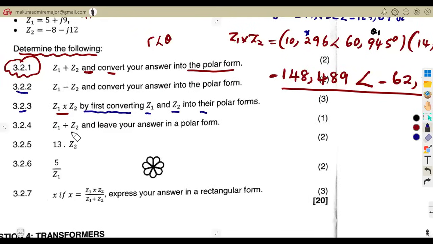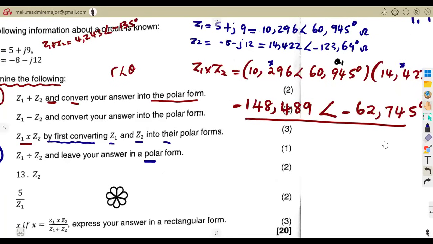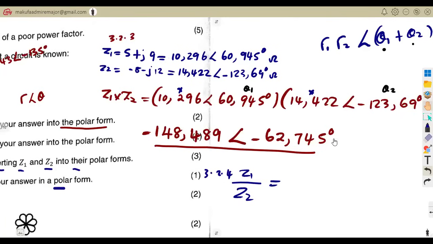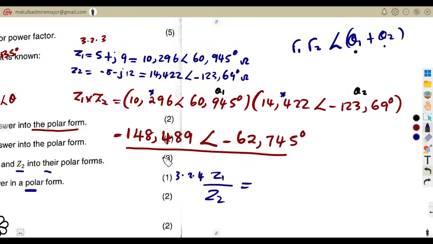Just like that. You have to convert first. 3.22: Z1 divided by Z2, and leave your answer in polar form again. Z1 by Z2, you're dividing this time. Z1 over Z2. So already the advantage is that we have converted these to polar form. Remember, division is best in polar form. Z1 and Z2 are already in polar form.